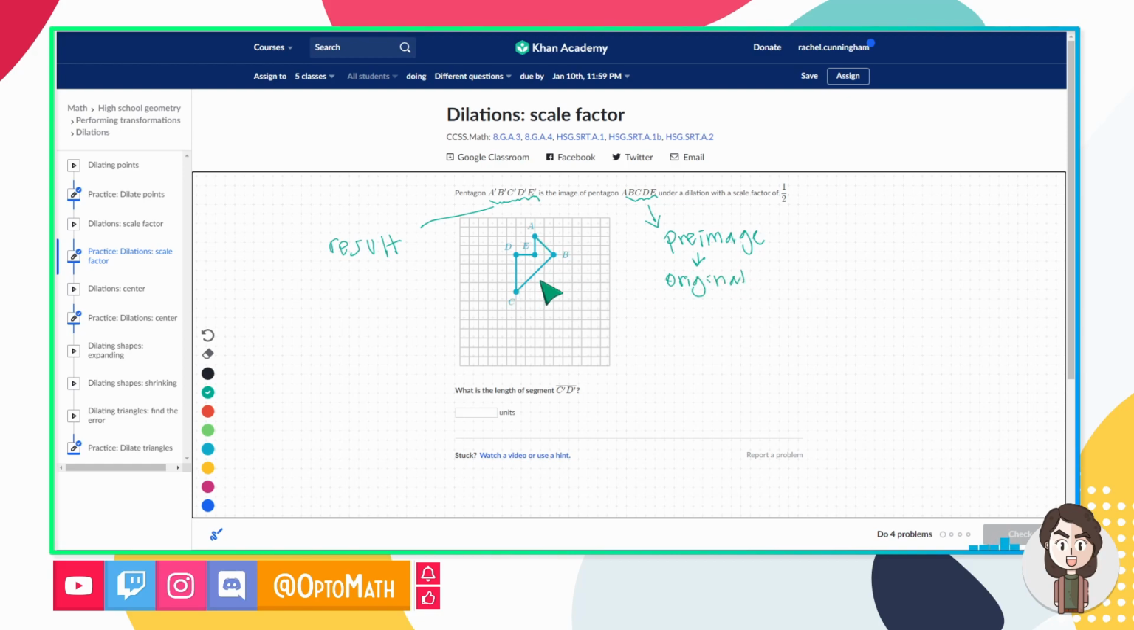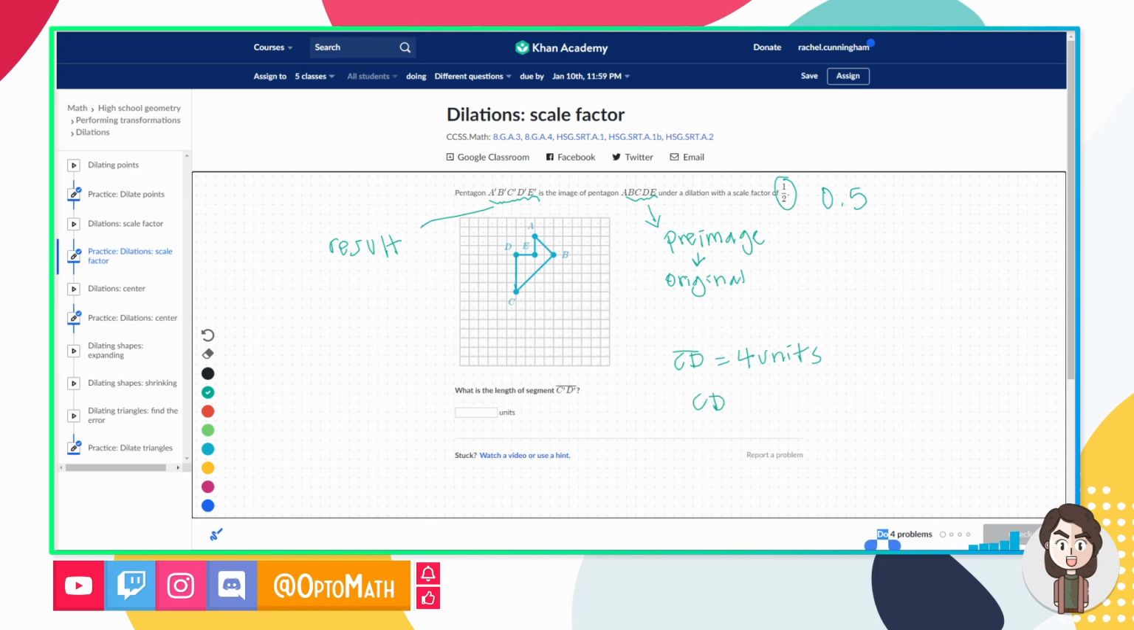And that's what we have graphed here. So you take what we have graphed and you dilate it by 1/2 or 0.5 or 5/10, however you want to say it. That means you're getting half as big on each side length. So the question we have is, what's the length of segment C prime, D prime? Let's find the length of CD, and that looks like it's 1, 2, 3, 4 units long. So CD is 4 units.